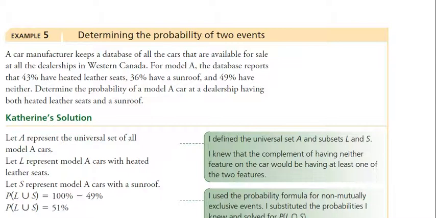So let A represent the set of all Model A cars, and L is the cars with leather seats, and S is the cars with a sunroof.